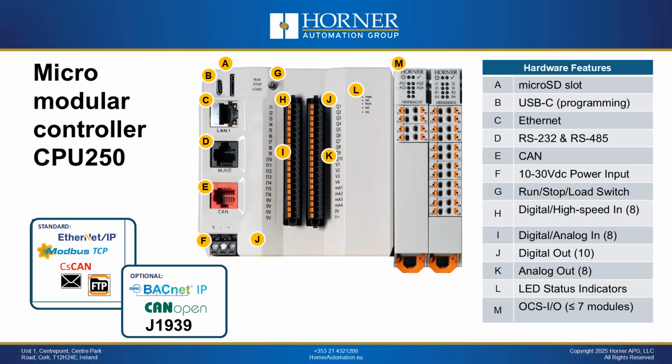Here is a quick look at some of the hardware features of the CPU 250. You can see them all covered here in detail. They are the hardware features and highlights for the CPU 250. It has all the features you are used to seeing in the micro series: a built-in Ethernet port, a couple of serial ports, a CAN port for remote I/O expansion, but it also has local I/O expansion using OCS I/O up to 7 modules worth, and it supports all the same protocols you will find in the micro series.